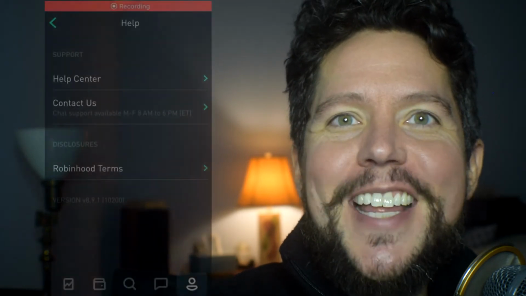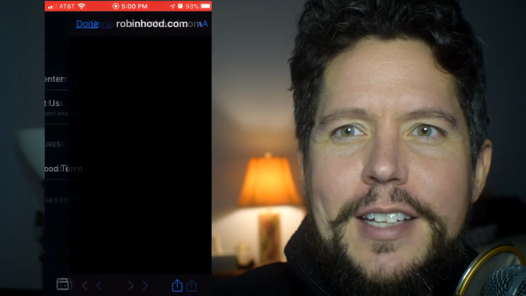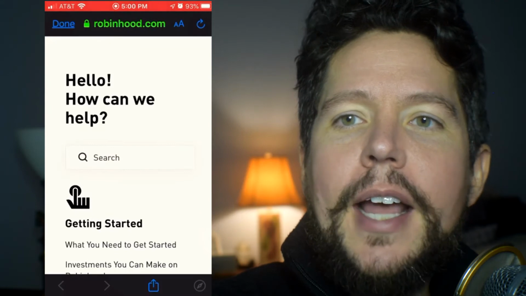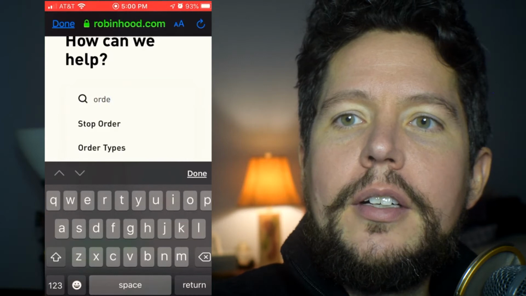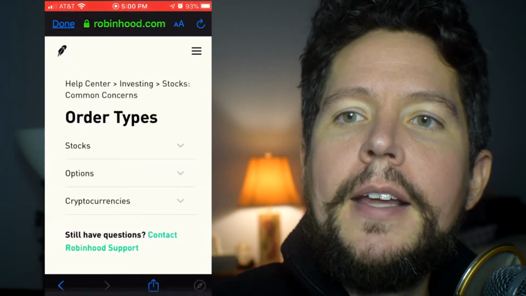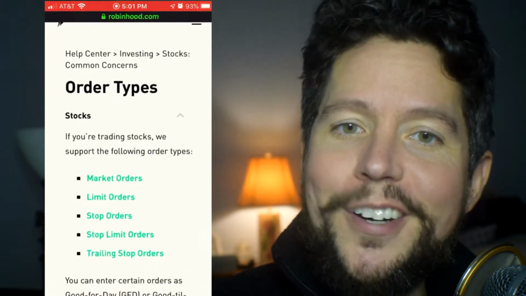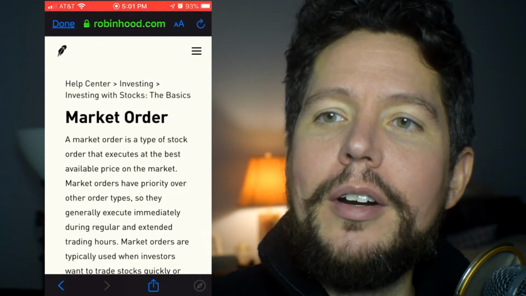So I've opened up the Help Center, and let me make sure I'm recording this for you guys so you can see it as well. So I'm here in the Help Center. Okay, and then right here is Help Center right there. Okay, and I've opened that up, and then we have the search bar area. And so it says search, and I'm going to type in once again order types, and it brings it right up there. And then stocks, so those are the types of orders we're doing, and market order. Okay, so here's the market order, and it says market order as the title.